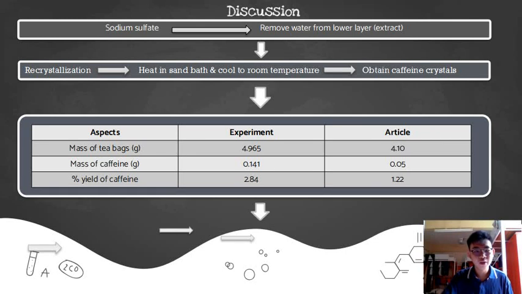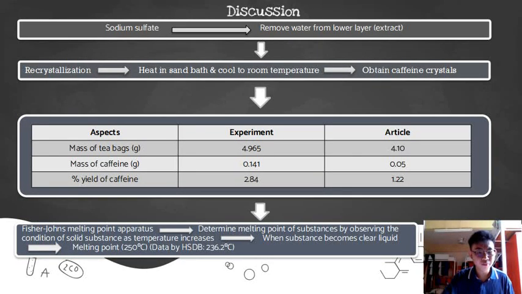From the experiment, we know that the mass of the tea bags is 4.965 grams, while the mass of the caffeine that we obtained at the end of the experiment is 0.141 grams. The percentage yield of caffeine after calculation is 2.84%. The differences between the results of our experiment and the result of the article are due to the type of tea leaf and the mass of the tea bags used in both experiments.